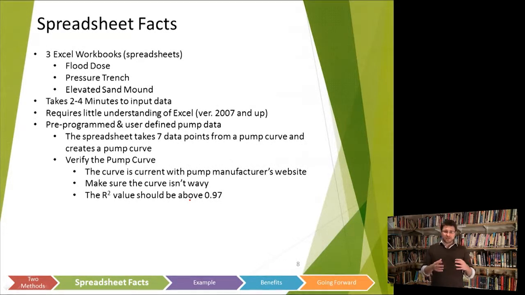For instance, if you used a user-defined pump curve and you put in 7 data points, and some of those data points were just wrong or out of place, then the curve will look really wavy. You don't want to use that curve. Another thing to check to make sure the pump curve is correct, make sure that the R² value is greater than 0.97. And you'll see in the next video that I make, there's a little R² term in the chart, and the R² term describes how the curve fits the data points. And so you want an R² value of 1, but 0.97 and above is excellent.